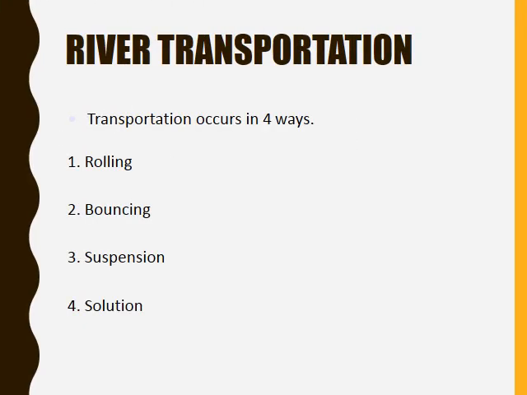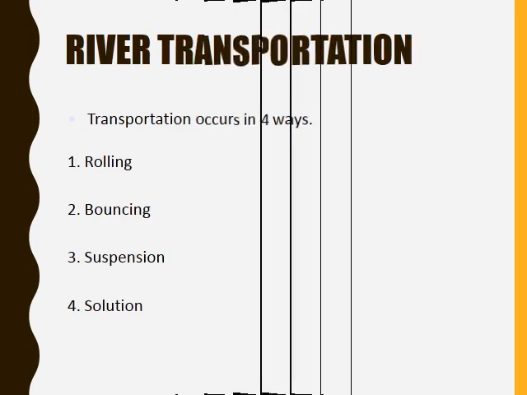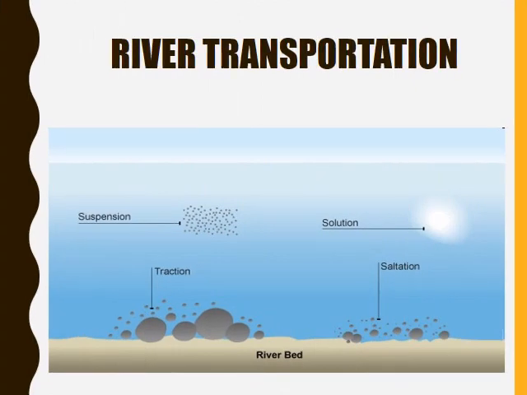River transportation. Transportation occurs in four ways: rolling, bouncing, suspension, and solution. Here you can see in the picture, the first one is rolling, then the second one is saltation, the third one is suspension, and the fourth one is solution. Let's discuss rolling.